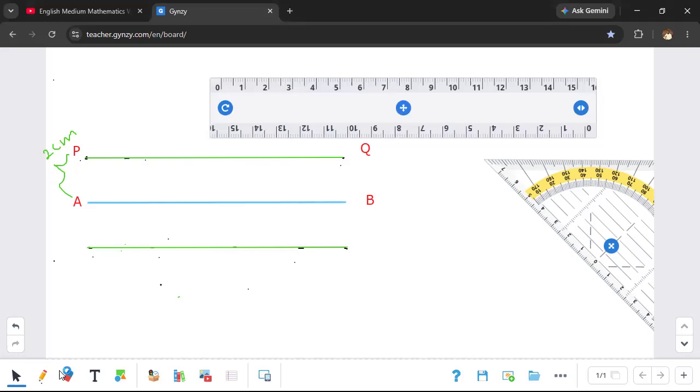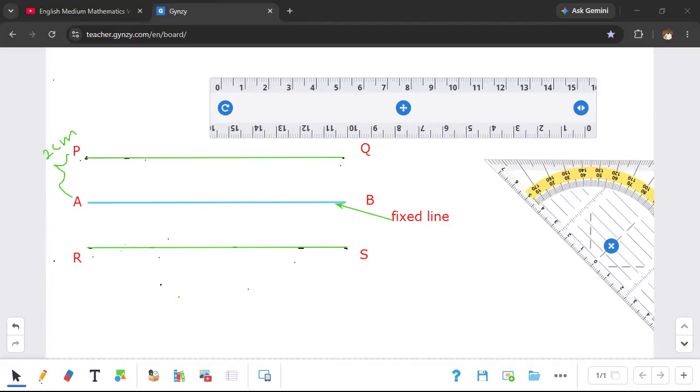If you want, you can write it down: fixed line. The fixed line is this, and PQ and RS are the loci. So PQ and RS are the loci of points that are equidistant from the fixed line AB. Great. You need to practice that.